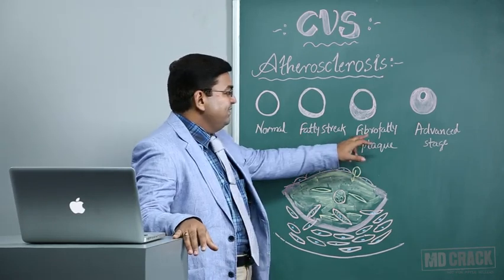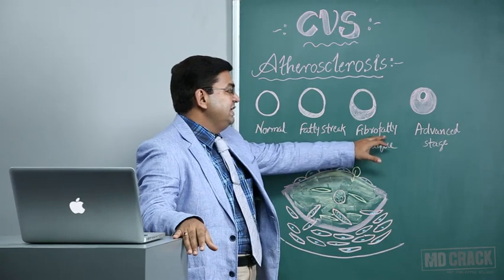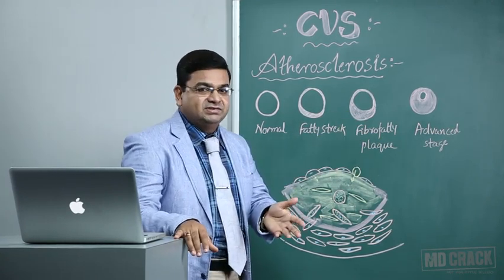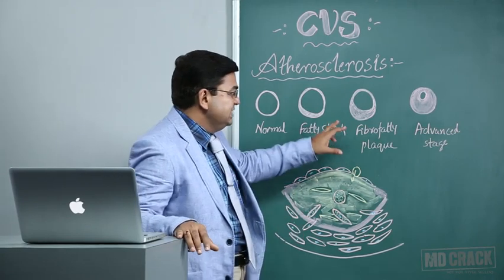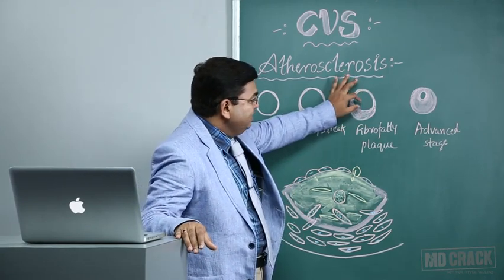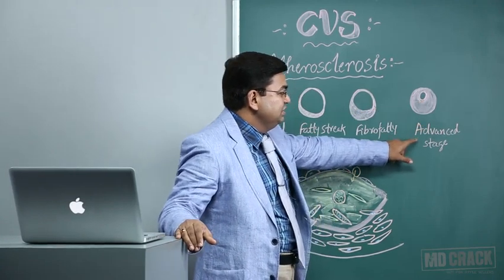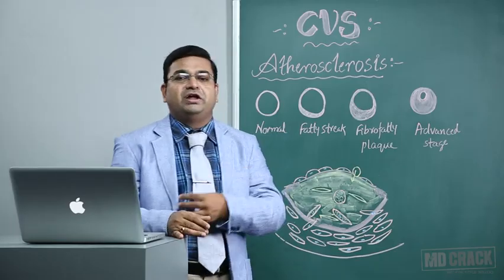These fatty streaks can further progress to fibrofatty plaques as time advances, as the disease advances, as the atherosclerosis advances. So the lumen can get totally narrowed. Critical stenosis of the vessel can take place. So this is a very advanced or vulnerable plaque.